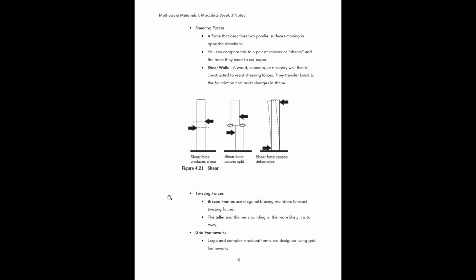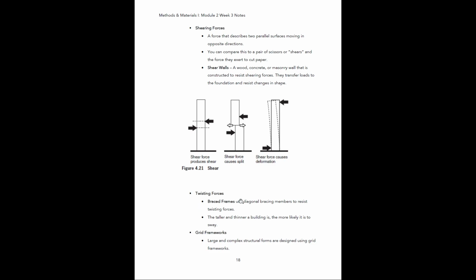Twisting forces. So we use brace frames using diagonal bracing members to resist twisting forces. The taller and thinner a building is, the more likely it is to sway, and it's more subjected to twisting forces, so it needs more bracing built into it.